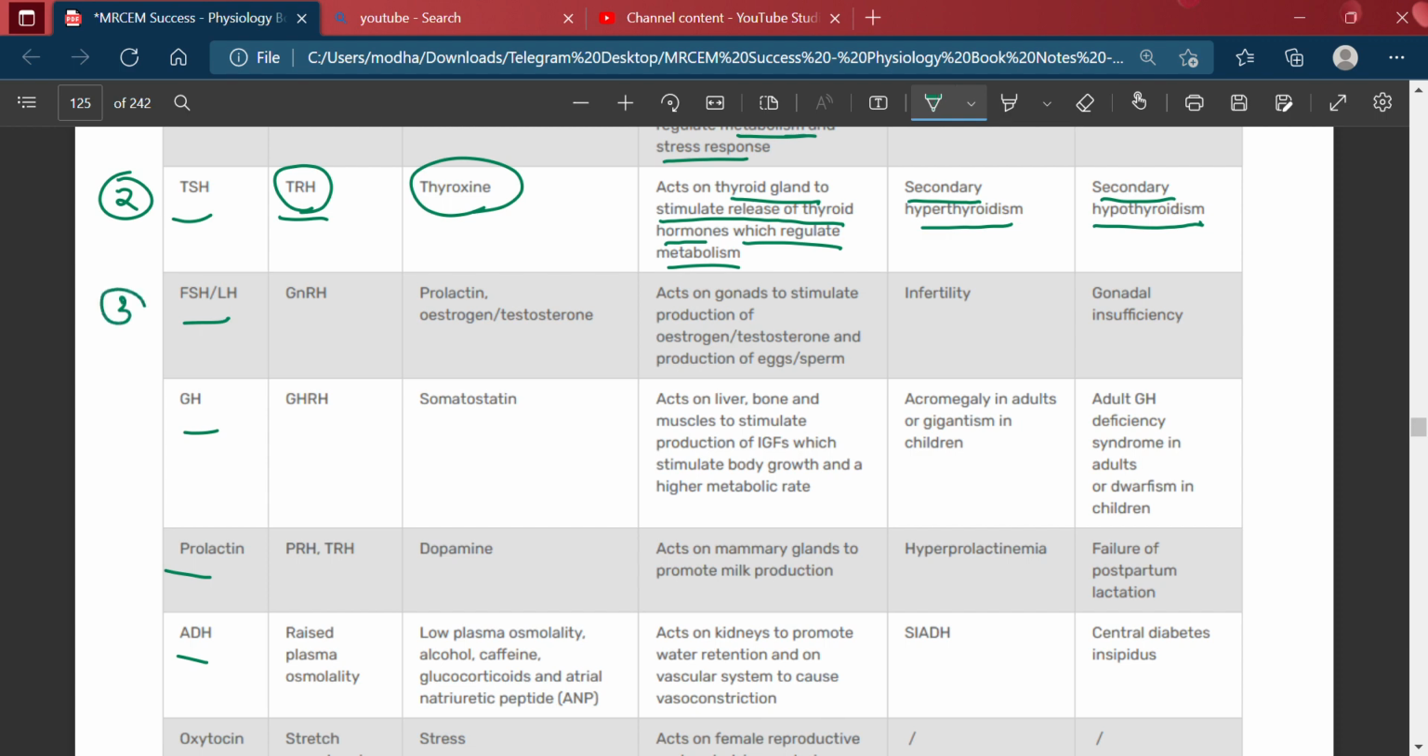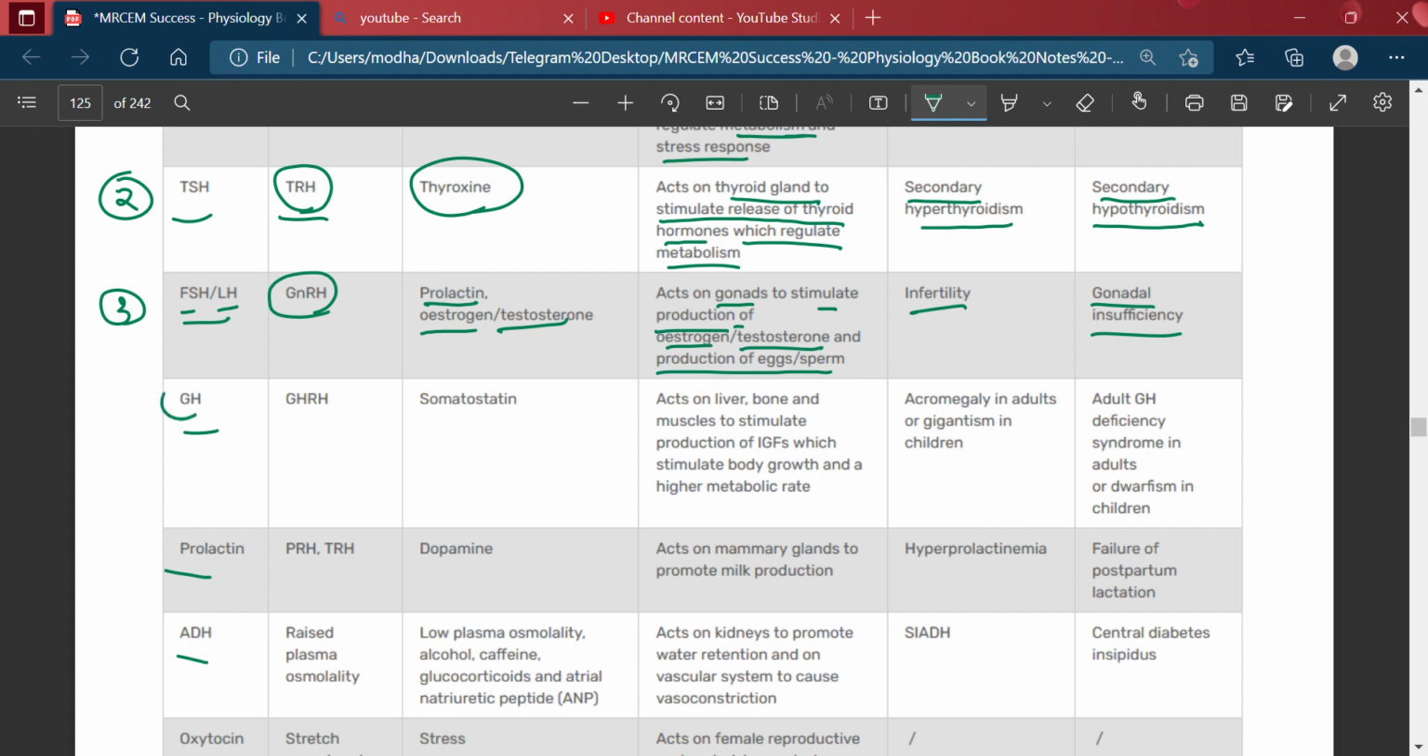Then the third one is FSH and the luteinizing hormone. They are also secreted by the anterior pituitary. The stimulating hormone is gonadotropin releasing hormone, and the inhibiting factors are prolactin and estrogen or testosterone. Its effect is to act on the gonads to stimulate production of estrogen or testosterone and production of egg and sperm. Its excess will cause infertility, and its deficiency will cause gonadal insufficiency.